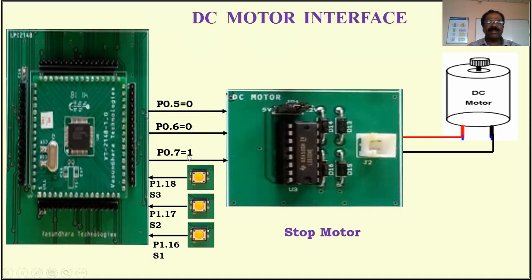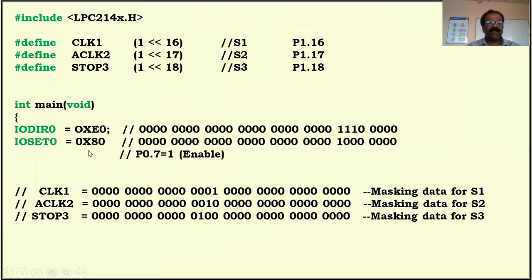Suppose this line is low, there is no meaning for the other two bits. It means it's going to stop. Whatever it may be, 0 0 or 0 1 or 1 0, there is no meaning for this particular circuit. Therefore, if you want to enable this driver circuit, this must be high. That is the main purpose of executing this particular statement. Once you execute it, P0.7 becomes 1. Wherever we have 1 here, that line becomes high. In IO direction, wherever we have 1, those lines are configured as output.